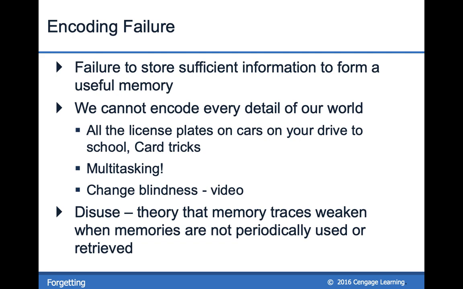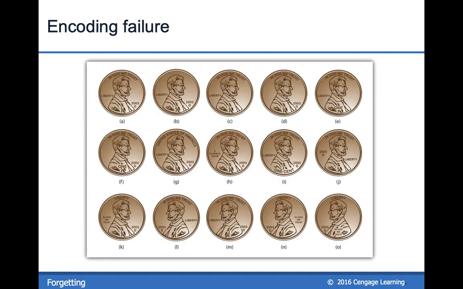Encoding failure is the failure to store sufficient information to form a useful memory. We can't code every detail of our world. We would just be overwhelmed. We also do multitasking, so our brains aren't always really focused on what we're viewing. We've talked about change blindness several times now. And so we just don't record things that aren't really that important to us. With the penny, you probably maybe remembered that Lincoln faces to the right-hand side. You're pretty sure it says United States of America on top. It's got the date on there somewhere.